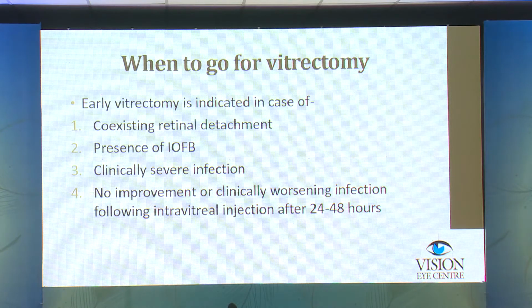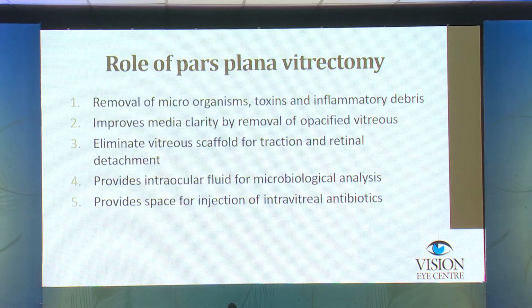Early vitrectomy in these cases is important because these are fulminant infections, so that an optimal visual and anatomical outcome can be attained. The absolute indications of early vitrectomy are coexisting retinal detachment, presence of an intraocular foreign body, a clinically severe infection, and of course when there's no improvement or clinically worsening infection after 24 to 48 hours following intravitreal injection, go for an early vitrectomy. The vitrectomy helps by removal of microorganisms, toxins, and inflammatory debris, gives you improved media clarity, and eliminates the vitreous scaffold for traction.